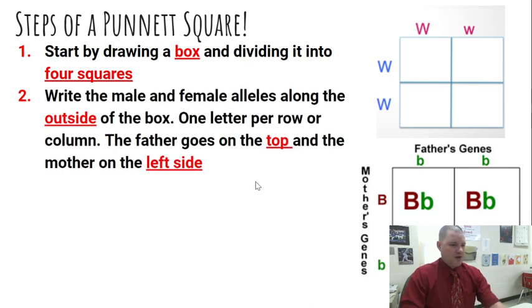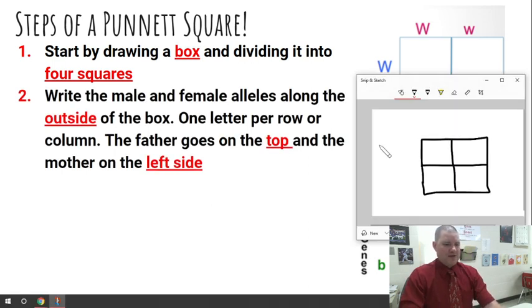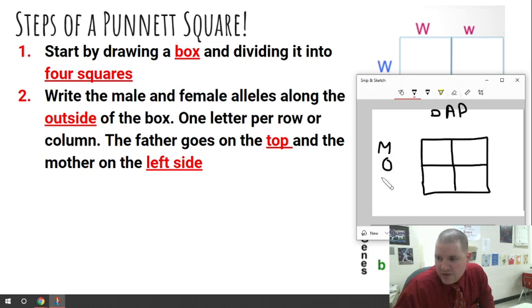Going on with it. You are going to write the male and female alleles along the outside of the box. This is mom and dad. And for purposes of just all of us being the same, we're going to put dad up top and mom on the side. So this one up here is going to be dad, and this one over here is going to be mom. And let's just use the letter B today. Let's do the brown eyes, blue eyes.